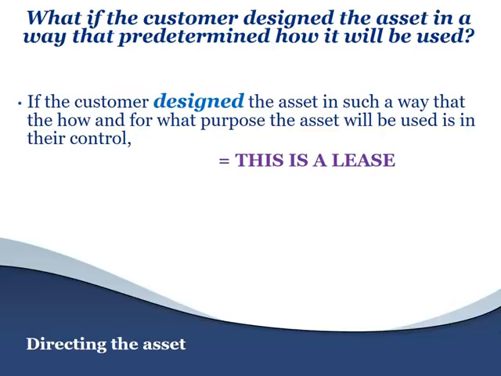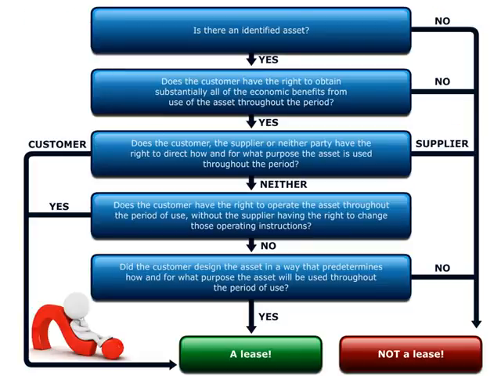Let's take a look again at the flow chart. So if we just go to the middle bit there, we're saying, does the customer, the supplier, or neither party have the right to direct it? If you go down the left side, you'll see, well, if the customer or the lessee has got the right effectively to direct how and for what purpose the asset is used, then we're definitely within IFRS 16. On the right, as we said, if the supplier effectively has all that control, then this is not going to be a lease. If neither party has got it, as I said, there's a level of predetermination, then you jump down to the second last box.